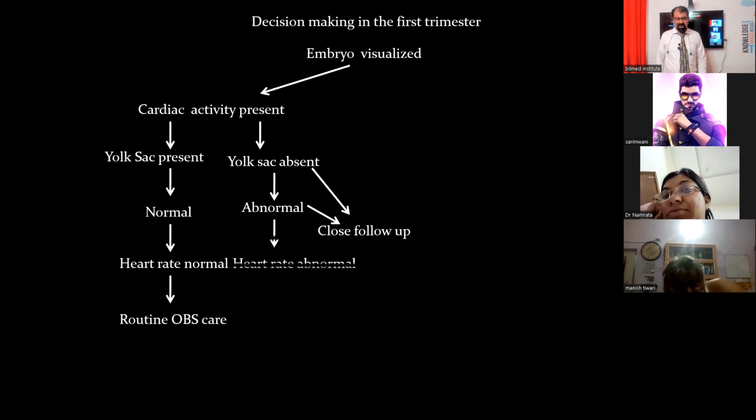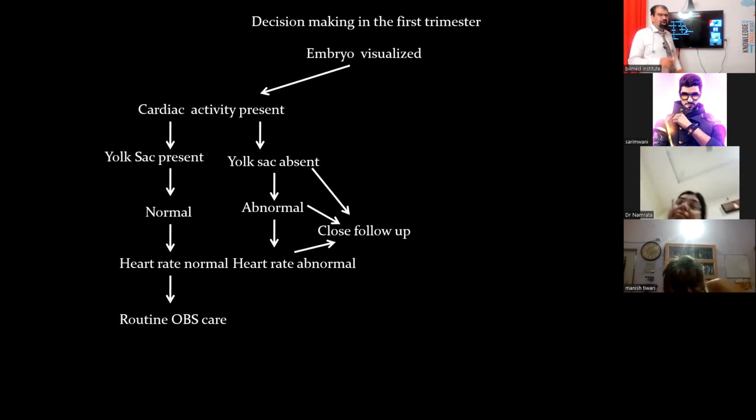Now, next is the fetal heart rate. If the fetal heart rate is abnormal, now you know what abnormal is: if it is not correlating with the CRL, which we have just now discussed, then you have to again take a close follow-up. The point here is that you should not only visualize the gestational sac, or be happy that there is a fetal pole with a pulsating fetal heart. You have to see many more things besides these only two things which you are concentrating on.